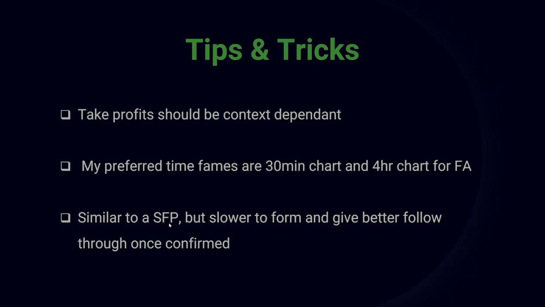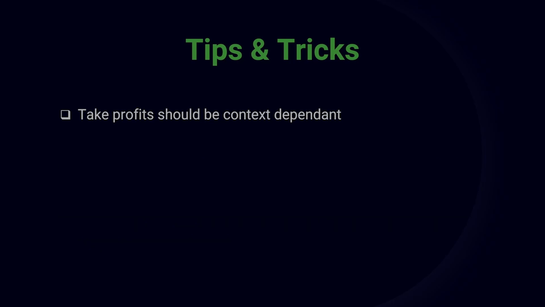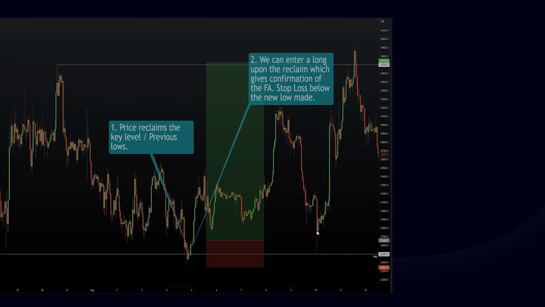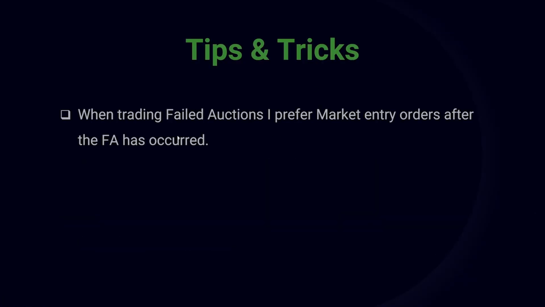And again, it is similar to a swing failure pattern, but slower to form and gives better follow through once confirmed. I'll just show this view once more. This would be a swing failure pattern of this low, for example. This is a failed auction. I prefer the failed auction because it gives more follow through. You have to imagine this is trapping a lot more traders than a quick wick, and that's why it gives more follow through. You're going to trap more traders, catch more people on the wrong side of the market, and the follow through is greater for that reason.